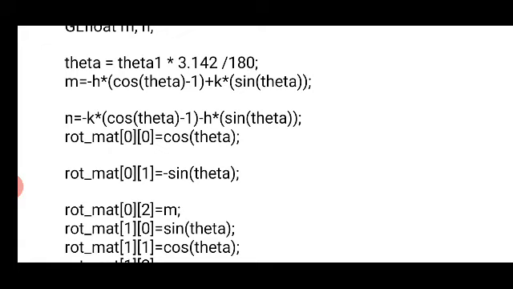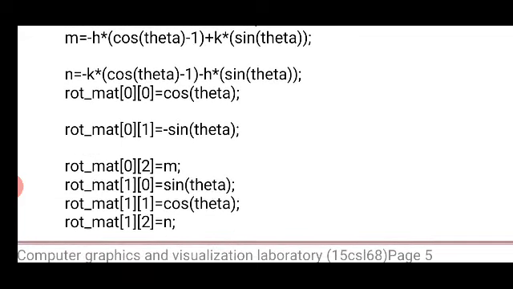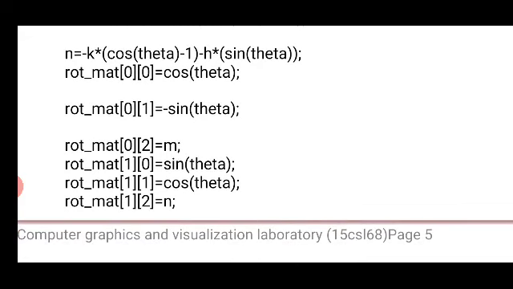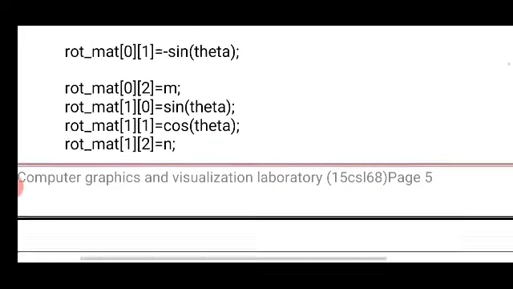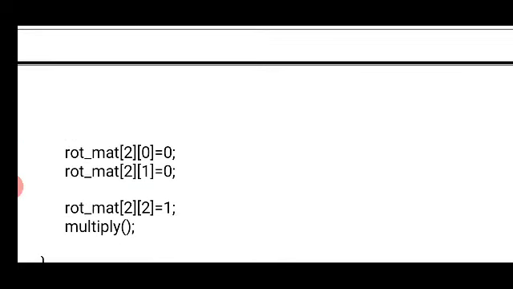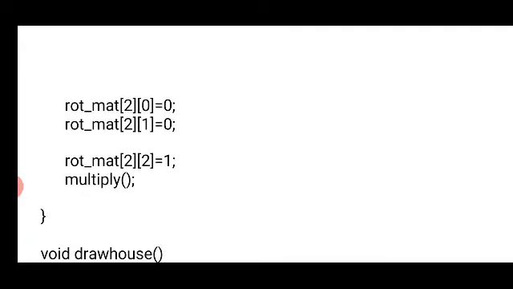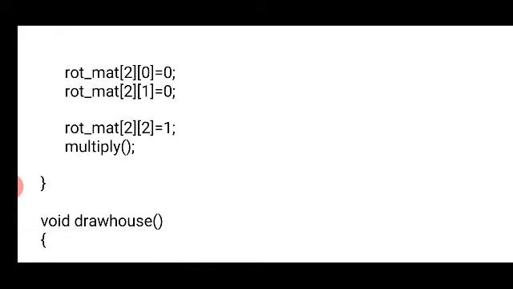Now the same values we are going to assign to our rotational matrix. Rotational matrix 0 1 as minus sin theta, rotational matrix 0 2 as m, rotational matrix 1 0 as sin theta, rotational matrix 1 1 as cos theta, rotational matrix 1 2 as n, then rotational matrix 2 0 as 0, rotational matrix 2 1 as 0, and rotational matrix 2 2 as 1. Next we need to multiply this rotational matrix with the original points of the triangle.